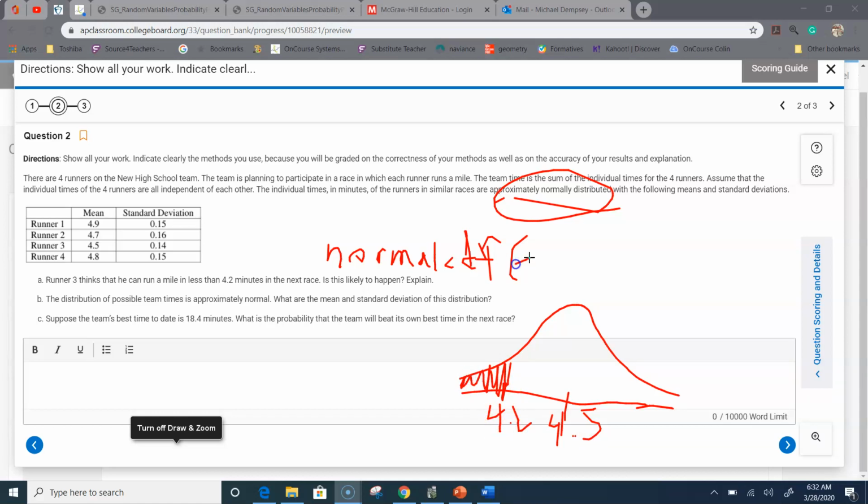So we would just take normal CDF from, let's say, -10. I think 0 would actually work. That's our lower limit. Then we have our upper limit, which would be 4.2. Our mean is 4.5, and our standard deviation is 0.14. So hopefully that was an easy one on this. You steal at least 1 point on this open-ended, then get some partial points, and at least get a 2 on a question like this.